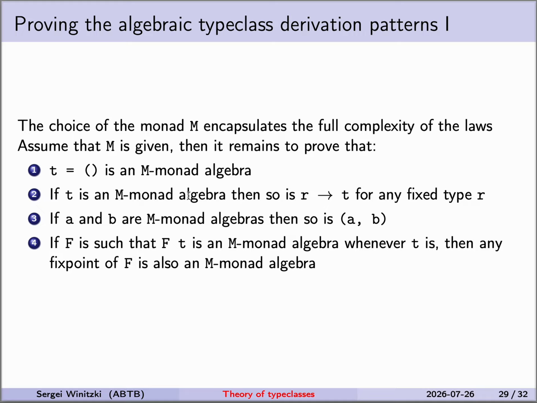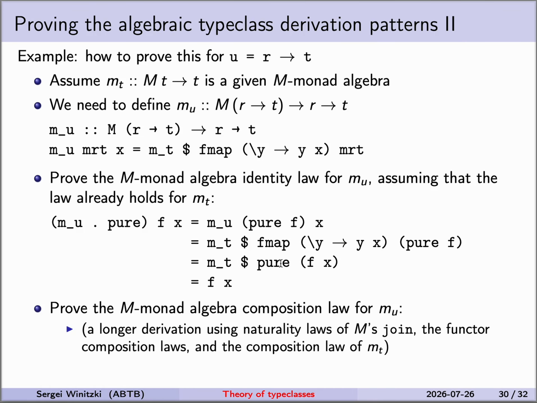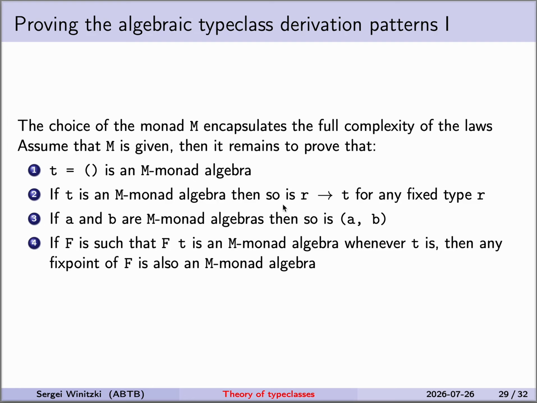The second case is, let's take this one. If T is an M-monad algebra, then this, for any fixed type R, is also an M-monad algebra. I will show that on the next slide in some more detail. And then you have to prove that if A and B are two M-monad algebras, then so is the pair A B. So you have to find the function M of A B going to A B and show that the laws hold for that function.